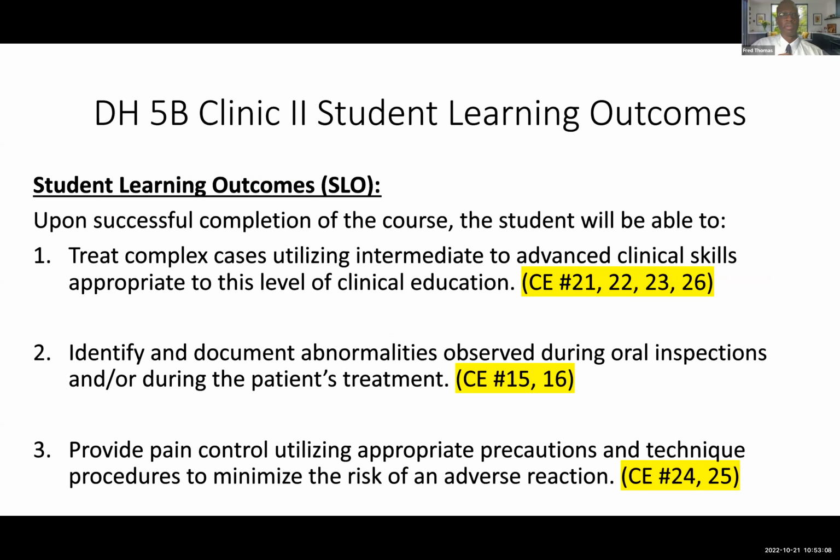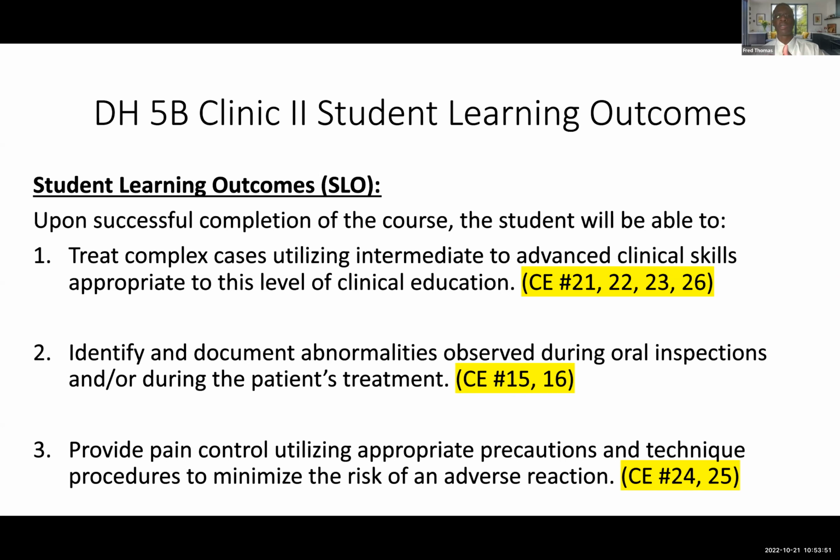This is a list of the SLOs for DH5B Clinic 2. And these SLOs were derived directly from the course objectives. We really try to simplify things as much as possible. So the first SLO is treatment of complex cases utilizing intermediate to advanced clinical skills appropriate for that particular clinical level. And that is shown in CEs 21, 22, 23, and 26, which in the next few slides I'll give you an idea of what those look like.